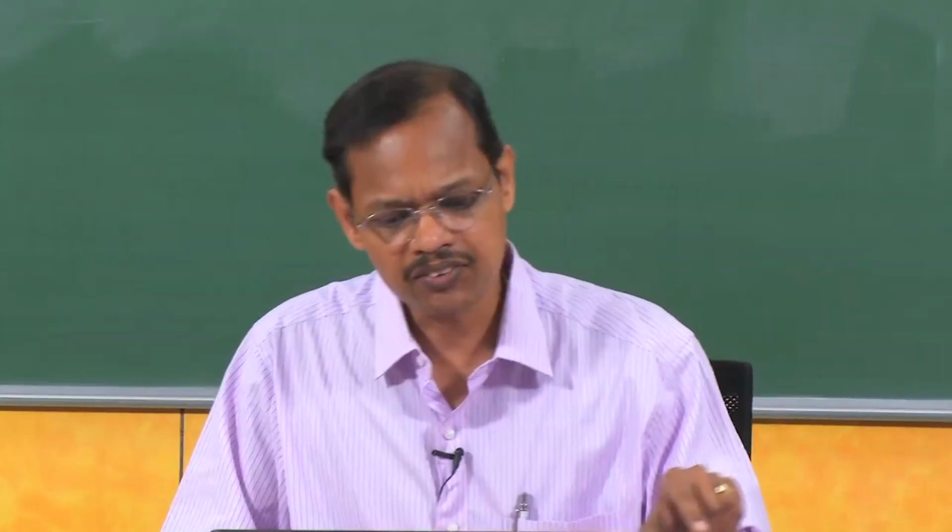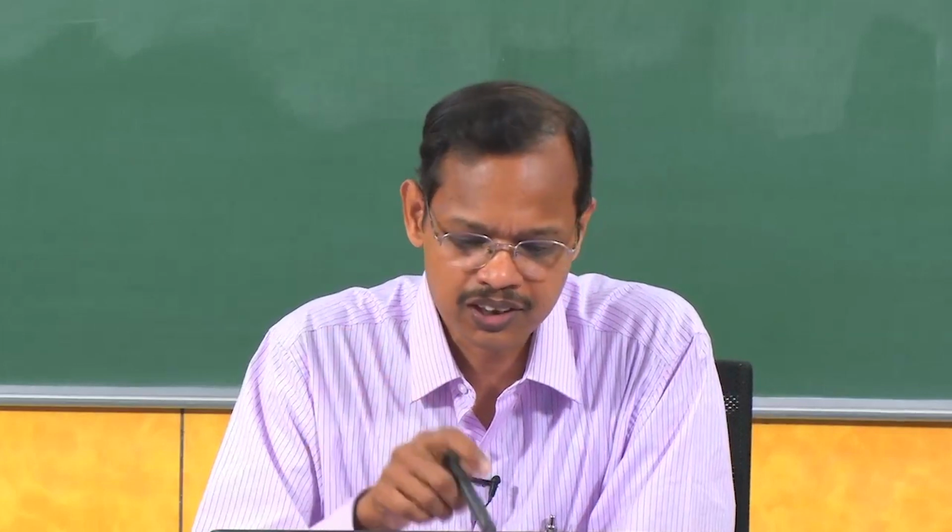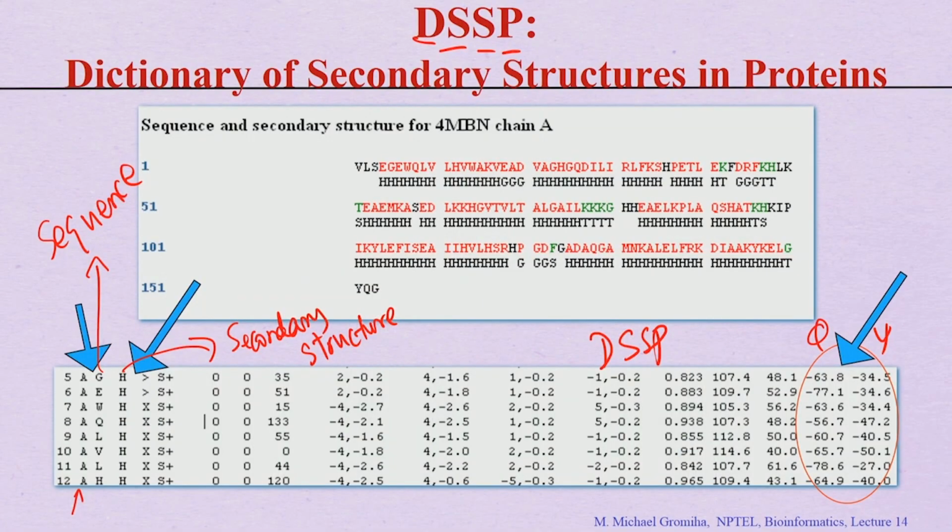So, now the question is, if you have this primary sequence, DSSP can assign the values if the 3D structures are known. This is one example for myoglobin. The first line shows the sequence, and the second line shows the secondary structure.